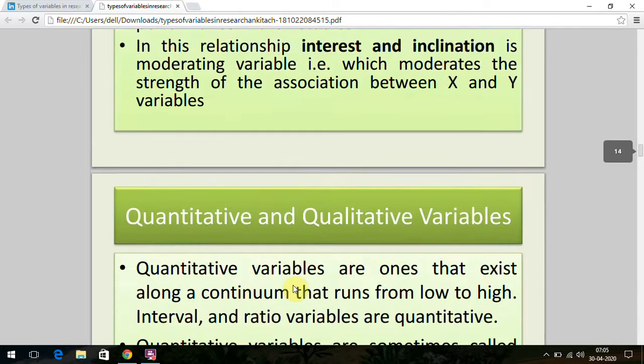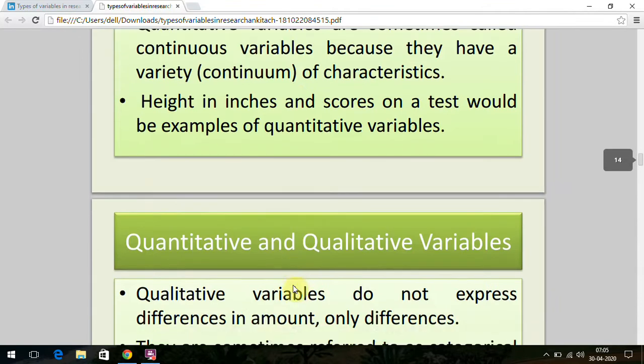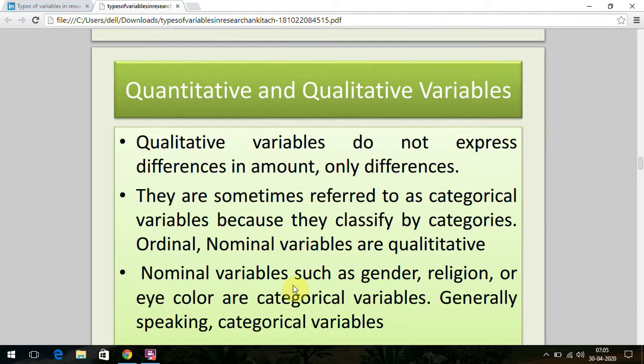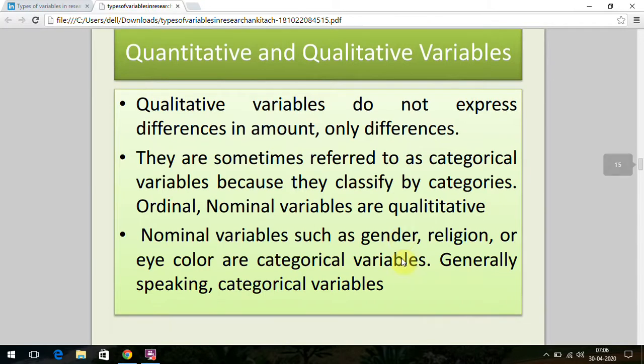So, quantitative and qualitative variables. Quantitative variables are those that exist along a continuum that runs from low to high. So that will be just like our scores: height, weight, blood sugar level, blood pressure level. All these are quantitative variables. Qualitative ones we cannot express in numbers, like gender, religion or eye color. These are categorical variables. Okay, so they are actually qualitative. Quantitatives are those which are in quantity, like height, weight, blood pressure, and religion, eye color, gender will be qualitative variables.